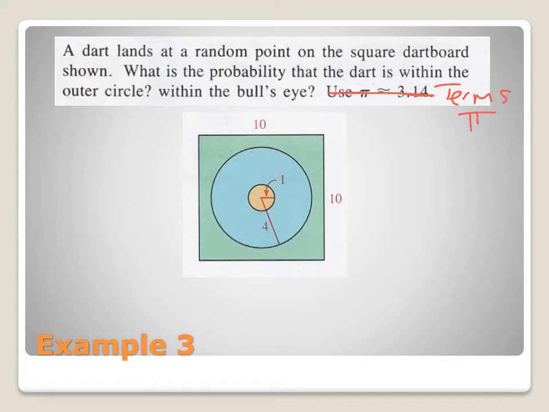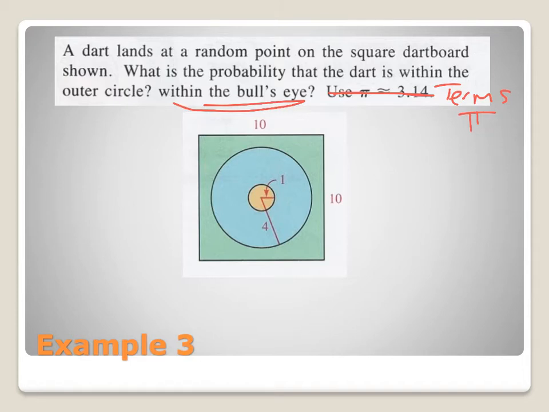Okay, so we need to know the formula for area of a circle, and that's pi r squared. The first thing I need to do is figure out the area of the outer circle. Actually, let's do the bullseye first. I think that'll be easier. We're going to do the bullseye first, which is the yellow circle. We can see that the yellow circle has a radius of 1.